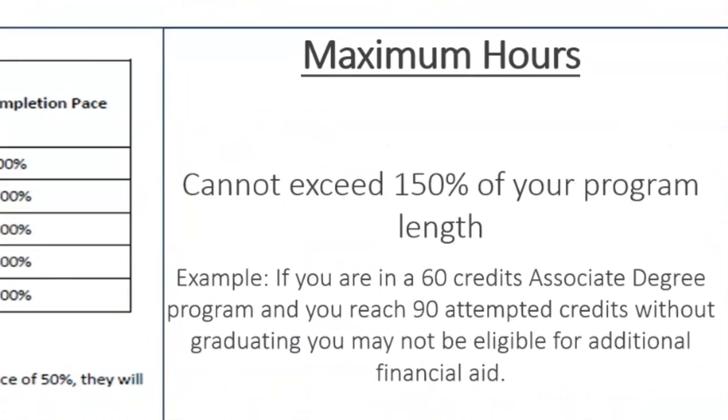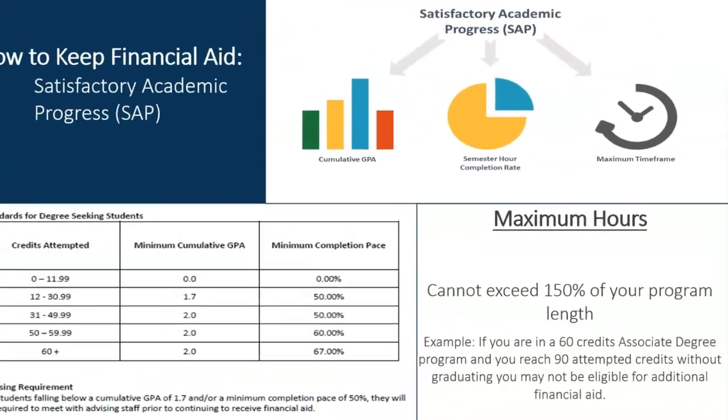For maximum hours, it means that a student cannot exceed 150% of your program's length. For example, if you're in a 60 credit associate degree program and you reach 90 attempted credits without graduating, you may not be eligible for additional financial aid.